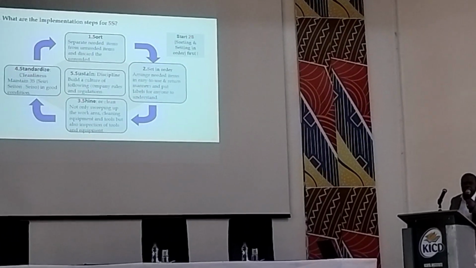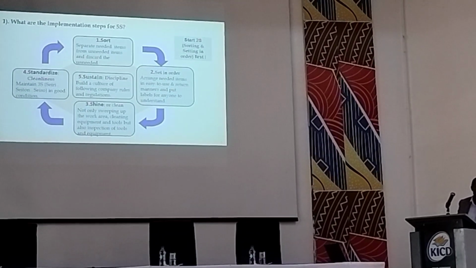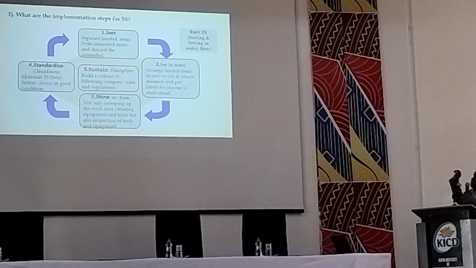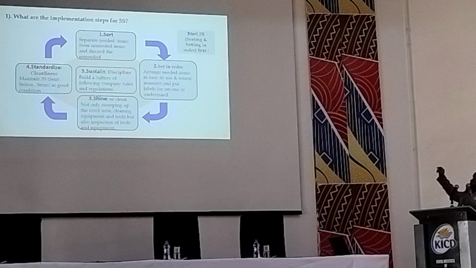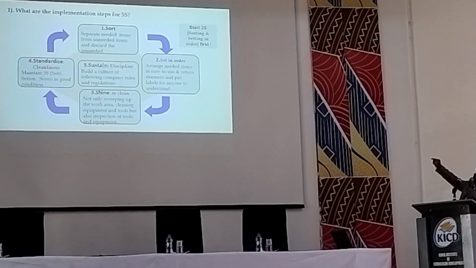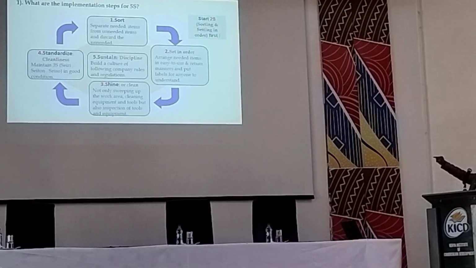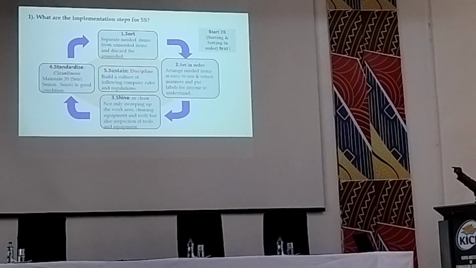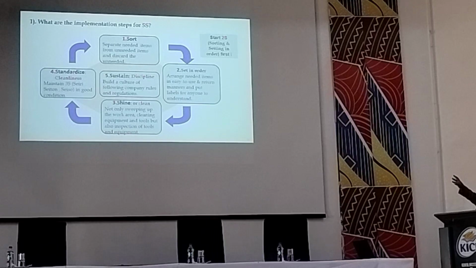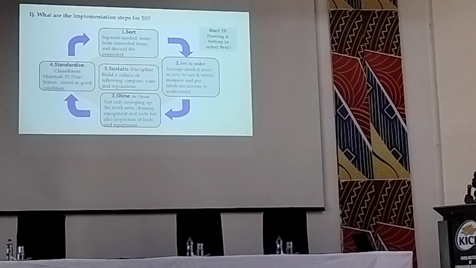We are talking about your workplace, all right? Your office, your production plant. So the 5S implementation, you need to go through 5 steps. The first step is sort, the second step is set in order, the third step is shine, the fourth step is standardize, and then sustain. Now these 5S are also Japanese words, which also start with S.